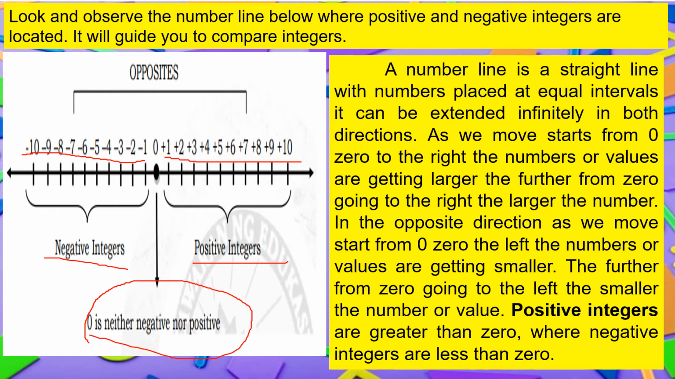Okay, so ibig sabihin, kapag positive daw ang number, so malaki siya sa 0. But kapag maliit or less than 0 or negative, ito yung mga mas maliit sa 0. Ibig sabihin, negative 1 to negative 10, maliit na siya sa 0.